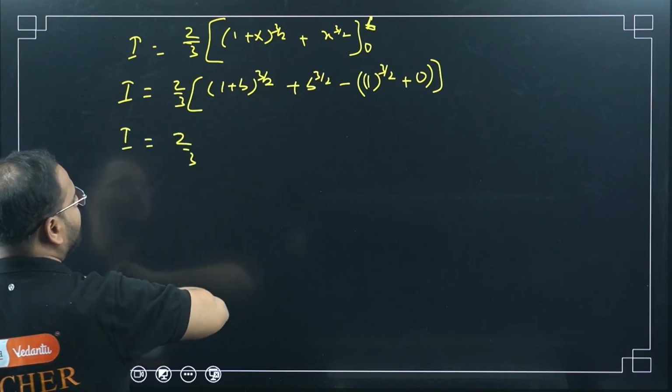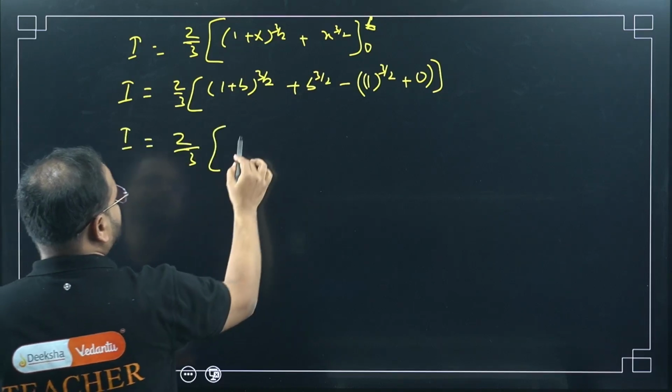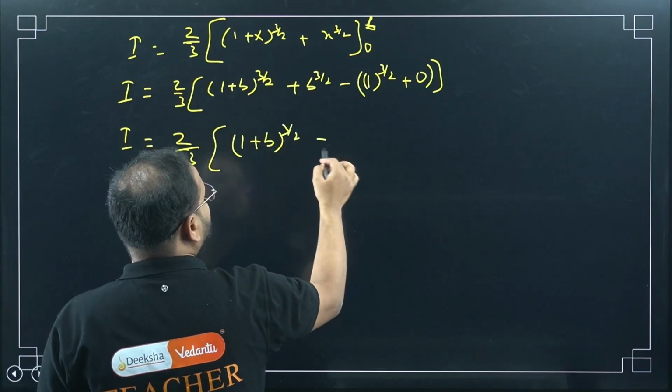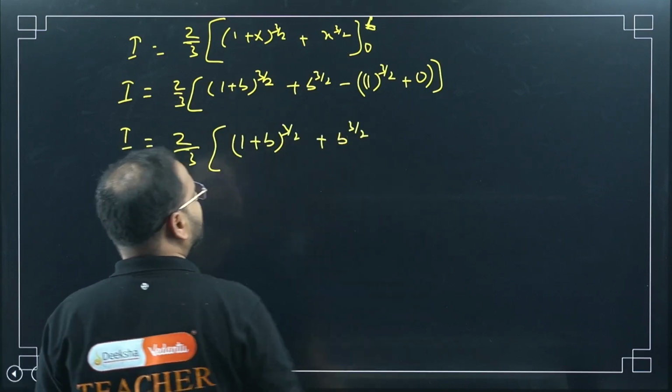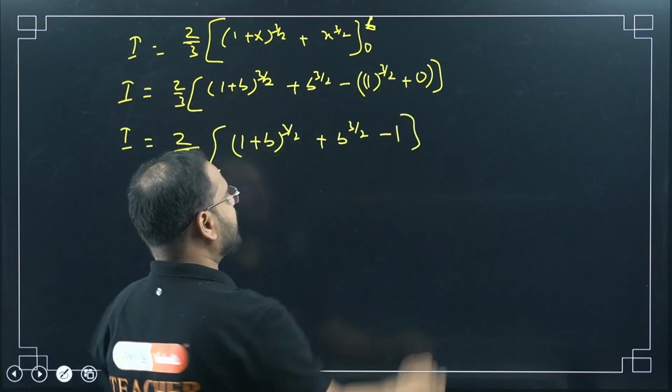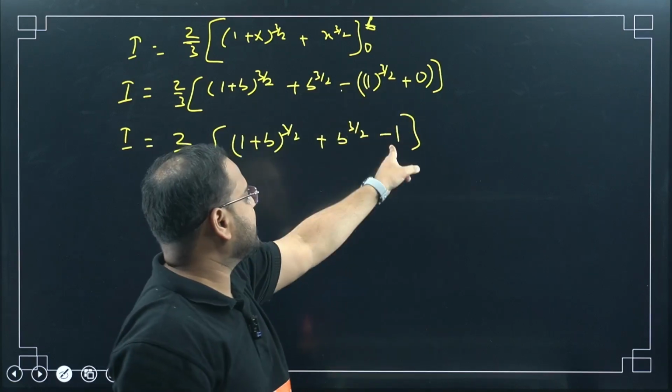So my I will become 2 by 3, so 1 plus b will remain as it is, 3 by 2. This will also remain as it is, 3 by 2. Now how much is this? Please check. Minus 1, because 1 power anything will be 1 only. There is a minus sign, so minus 1.